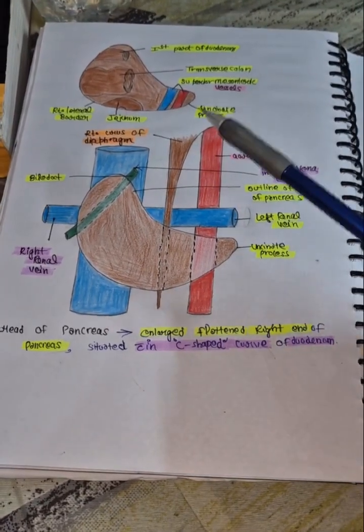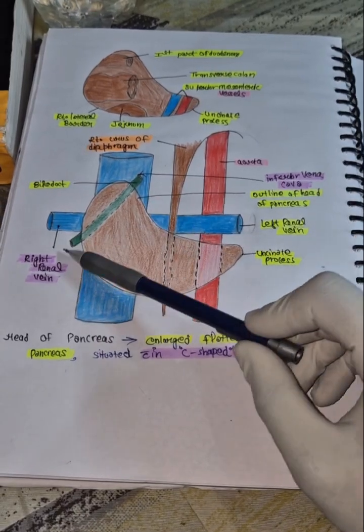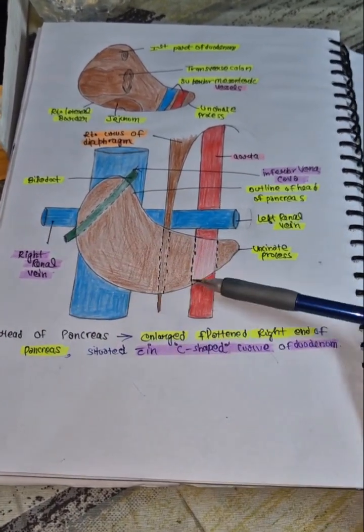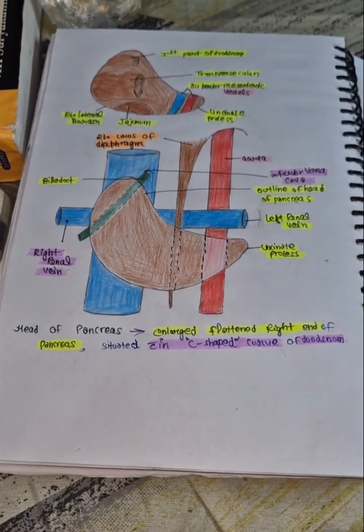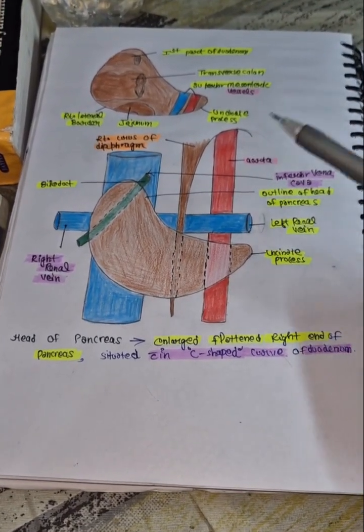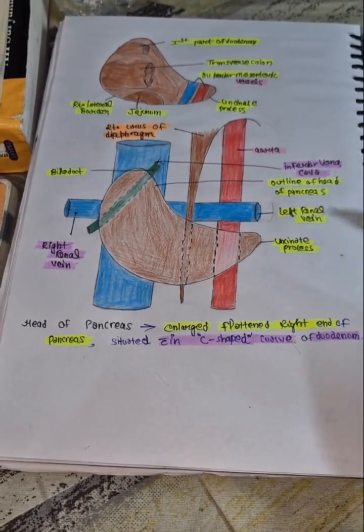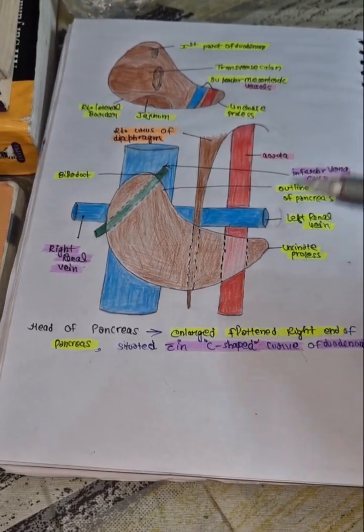So the head of pancreas is related to the bile duct mainly. So this is the bile duct. The uncinate process is related to the aorta basically, not the head of the pancreas, but the process called the uncinate process is also a part of the head of pancreas.